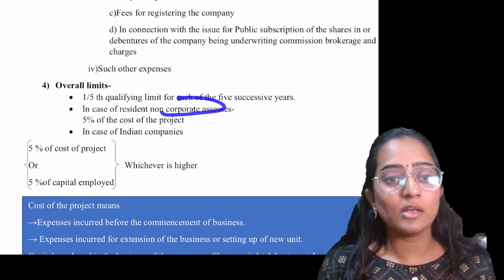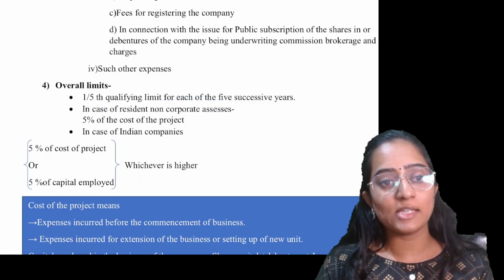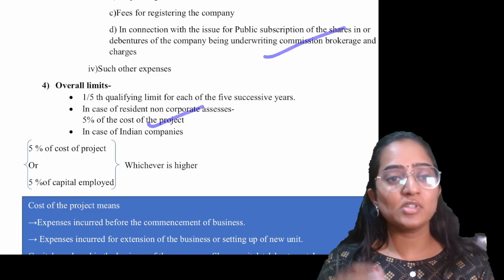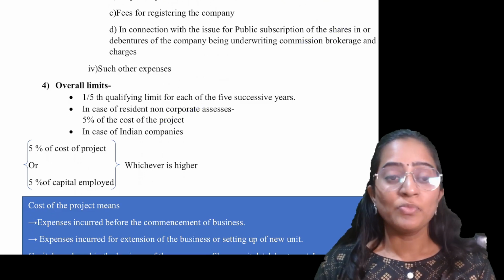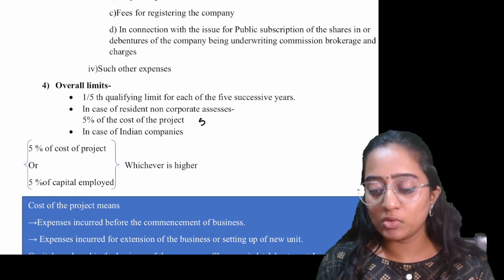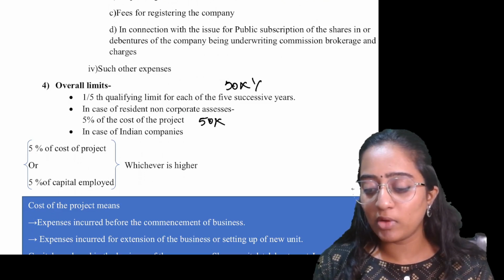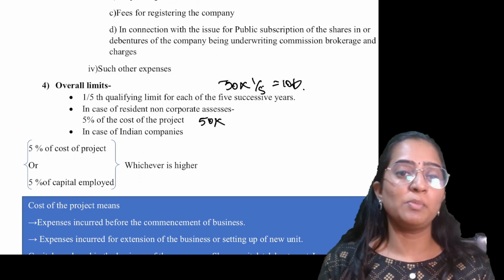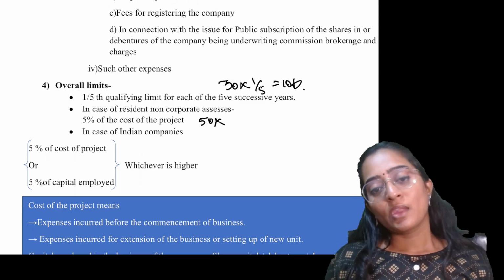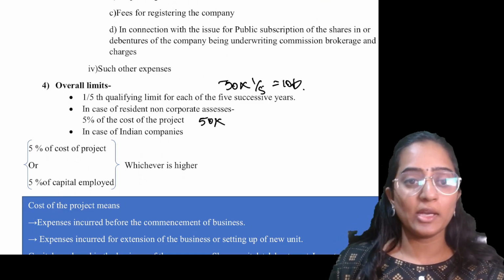That is for resident non-corporate assessees. 5% of the cost of project would be considered as your limit. The expenses incurred or 5% of the cost of project, whichever is lower, would be considered. Of that amount, you're going to get 1 by 5th. Suppose 5% of the cost of project results in 50,000. Then 1 by 5th of 50,000, that is 10,000, would be my deduction every year. That is starting from the current previous year, and in the next assessment years you're going to get it.